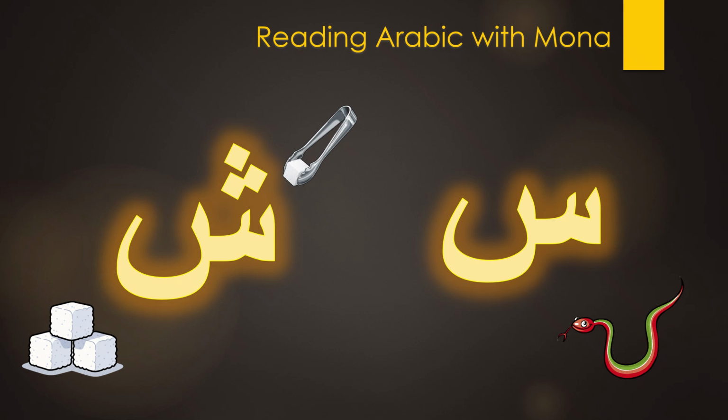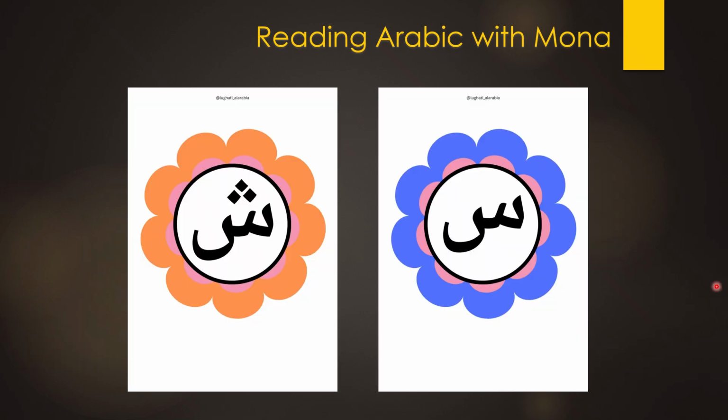So now let's get rid of the visual cues and try to remember the letters abstract. Okay, here we have Seen, and we also have the curvy shape, but this time we put some sugar cubes and it became Sheen. Seen, Sheen.